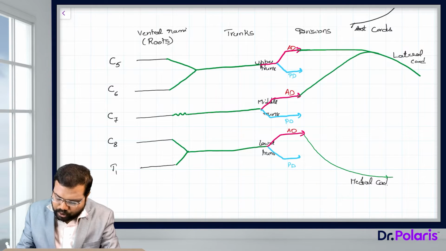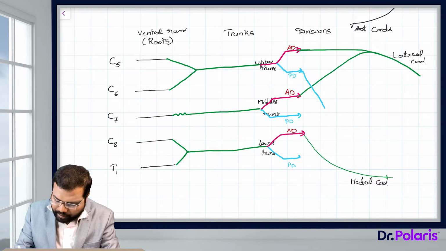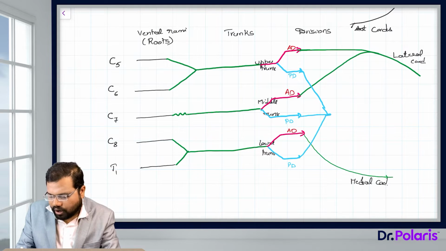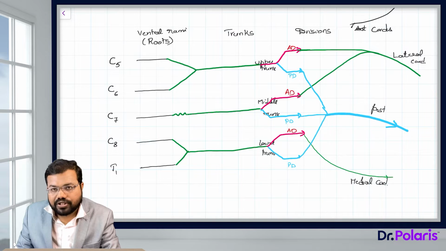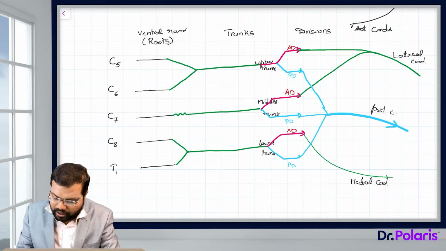Next, what about the posterior cord? It is formed by the fusion of the posterior division of the upper trunk, the posterior division of the middle trunk, and the posterior division of the lower trunk. So the posterior divisions of all the trunks, upper, middle, and lower, fuse to form the posterior cord.